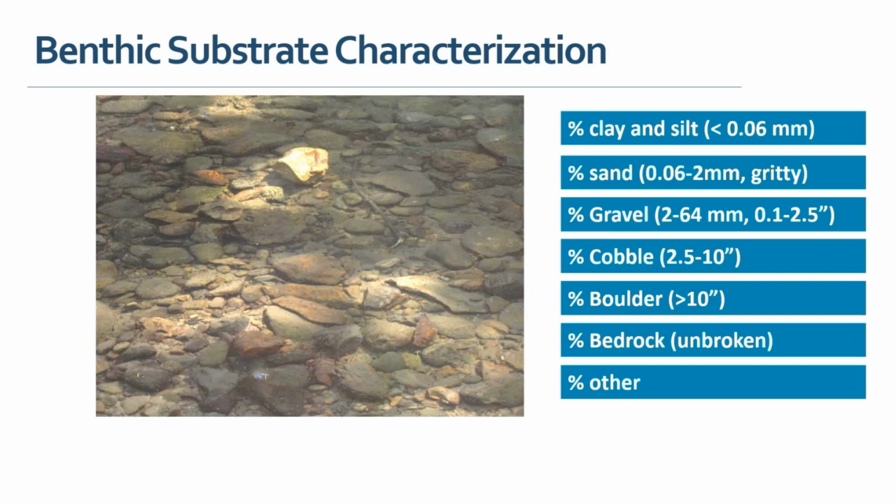In this section of the data sheet, this one can be a little bit challenging at first, because we want you to decide on a percent for each of these different types of substrate. And it goes by size. So clay and silt is very small, less than a millimeter in size. Sand is about 1 to 2 millimeters. You can feel that it's gritty.